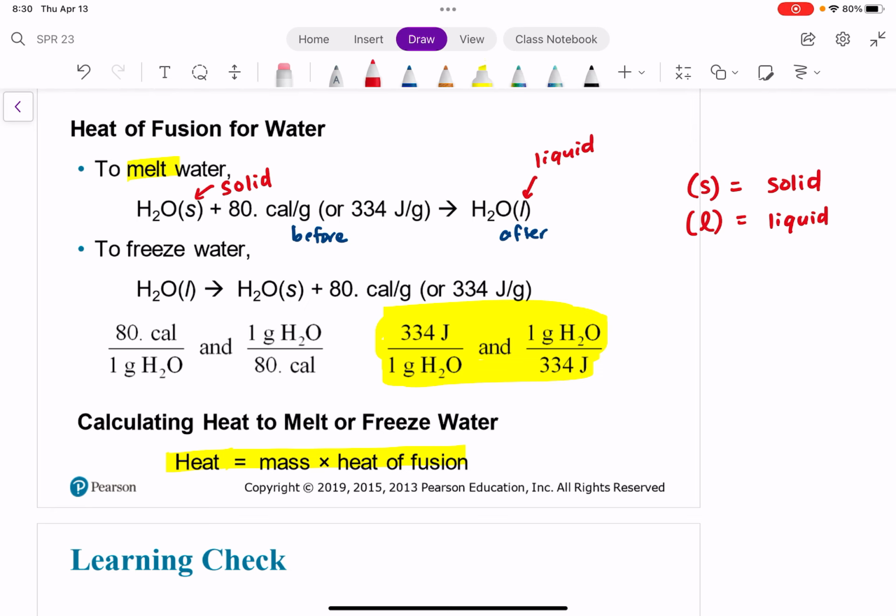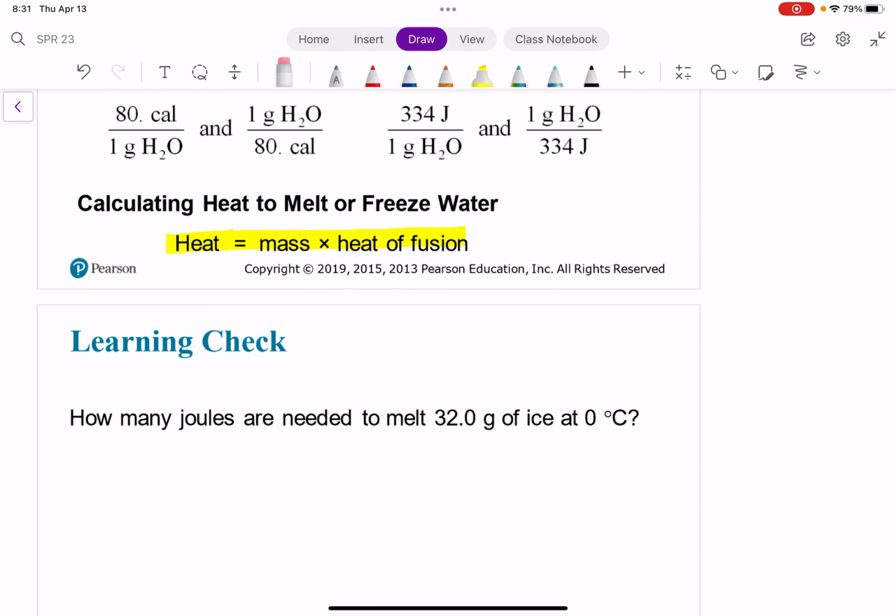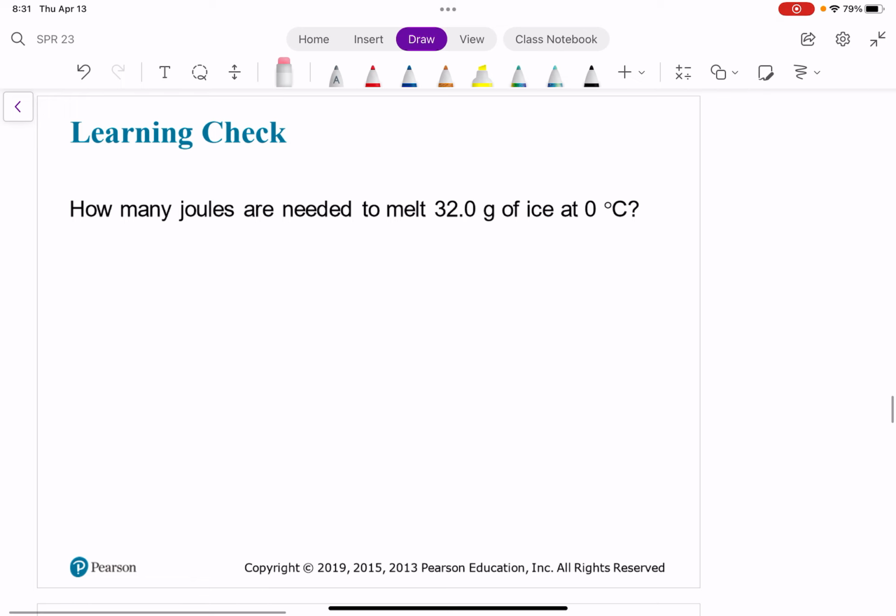Before we move on, I just wanted to let you know that if you see a G, that stands for gas. So you might also see H2O and then a G here. That just means gas. All right, so let's try this out. You can pause the video and try it out yourself.